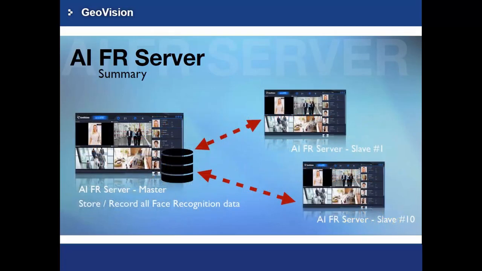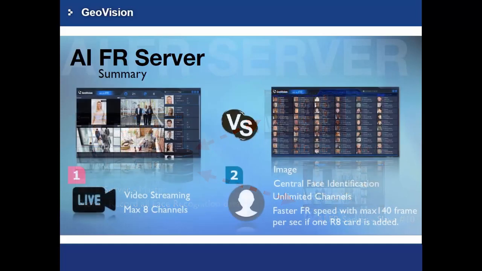The AIFR server uses a model of asymmetric communication called master-slave, where one main server controls one or more subservers and serves as their communication hub. In the AIFR server, a master is selected from a group of eligible servers, with the other servers acting in the role of slaves. The GV AIFR server is a technology capable of identifying a person from a video source.